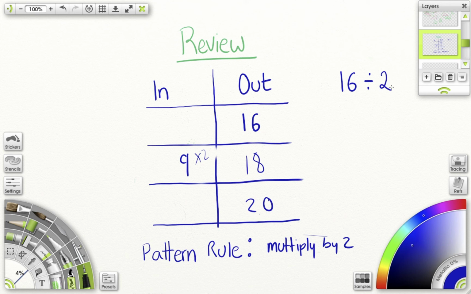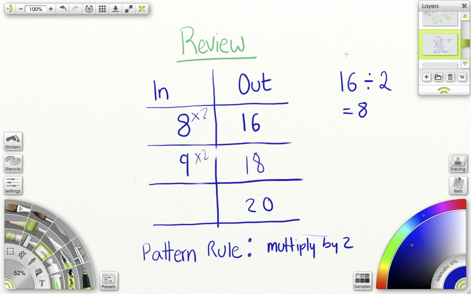So now I have to just do 16 divided by 2. You are allowed to use a calculator if you need one. So 16 divided by 2, that gives me 8. So that means my input number here is 8. How can I check to see if I'm right? I take my input number and I apply my pattern rule. 8 times 2. Does it equal 16? Yes, so I know I'm right.